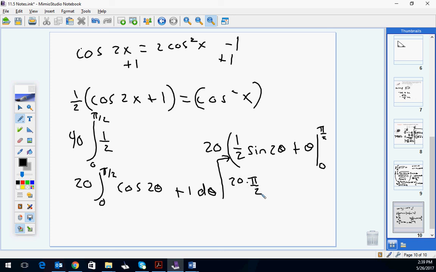What's that? Okay, now we're going to minus the second piece, which is pointless because 0, 0. Your answer is 10 pi. 10 pi is the area of that ellipse. 31.4-ish. Enjoy life.